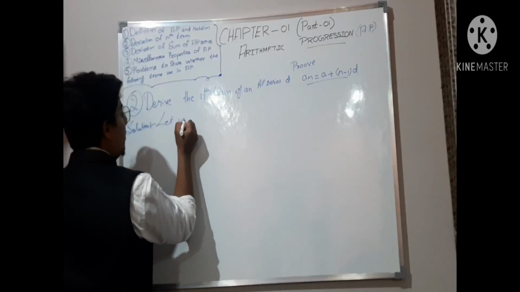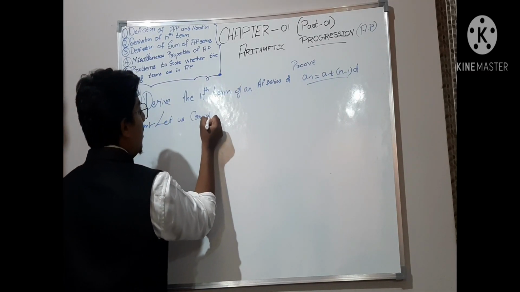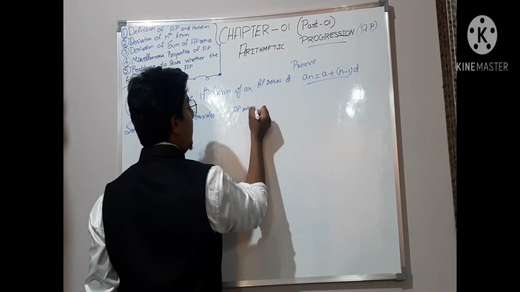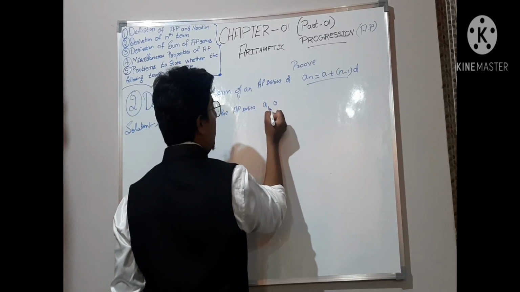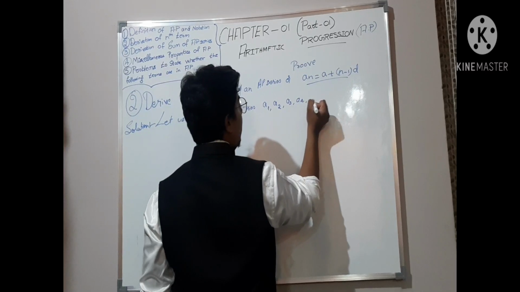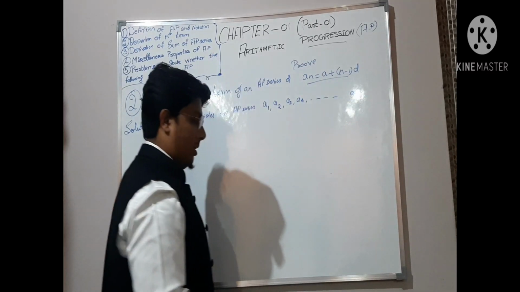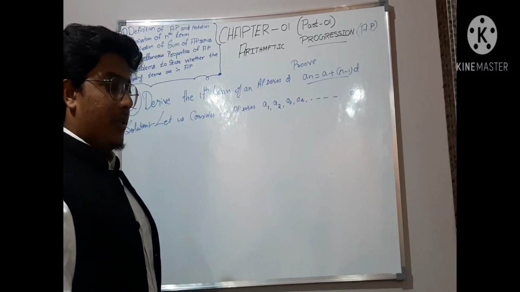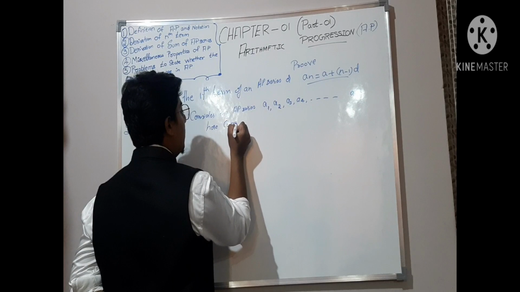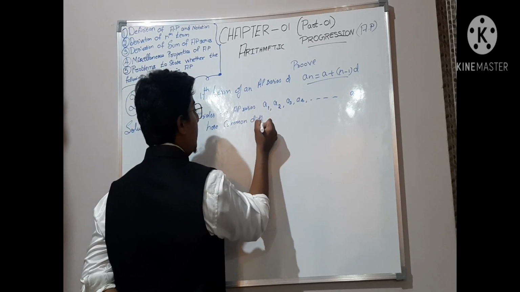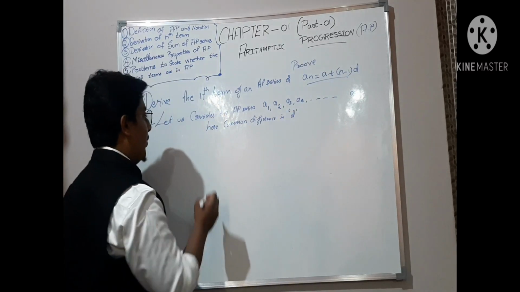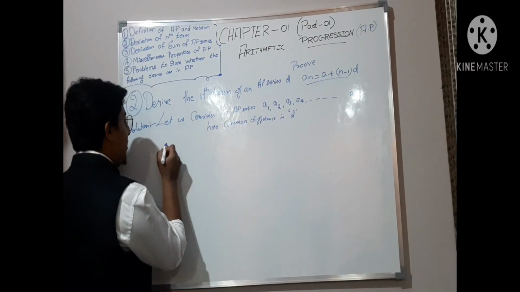Let us consider the AP series A, A1, A2, A3, A4, etc., up to AN. So this is the arithmetic progression series, where the common difference is D.